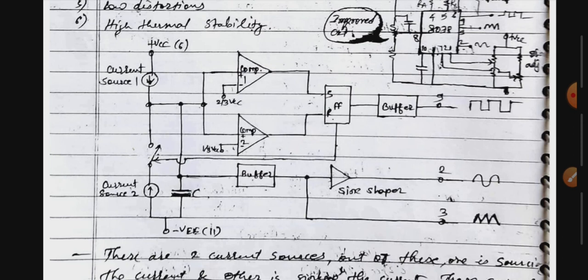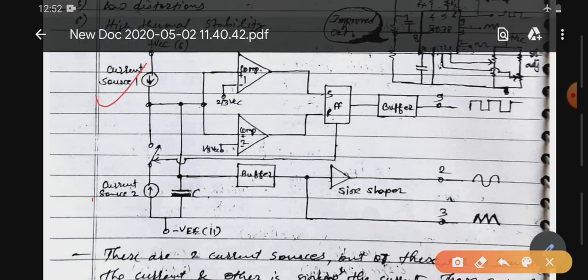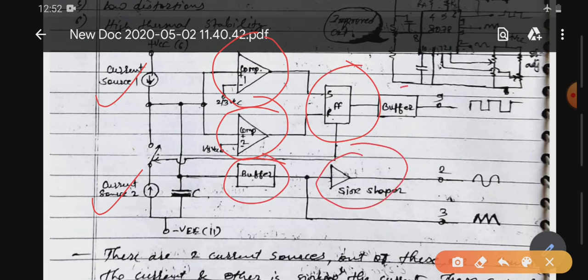There are two current sources, as you can see, current source 1 and current source 2. There are two op amps, comparator 1 and comparator 2. There is a flip-flop, a buffer, a sine shaper, and here is one more buffer.